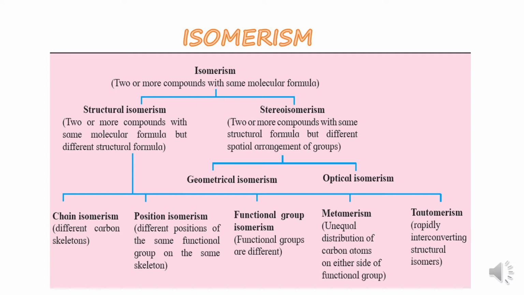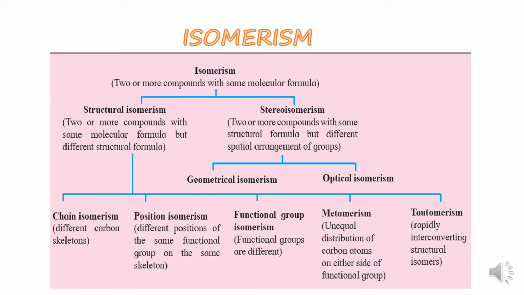If I want to define the term isomerism, it is the phenomenon of existence of two or more compounds possessing the same molecular formula. Compounds which show the same molecular formula but different structural formula are called isomers.